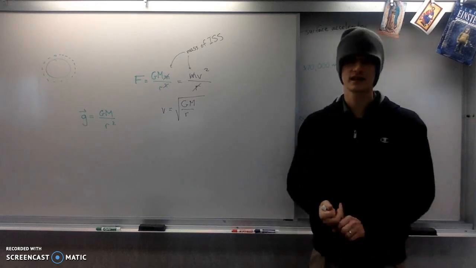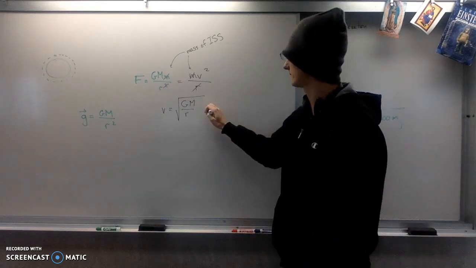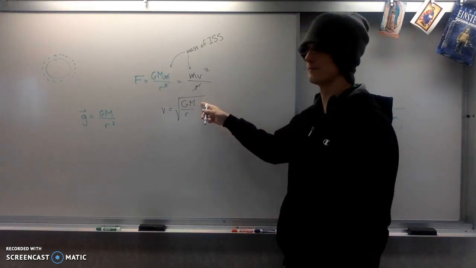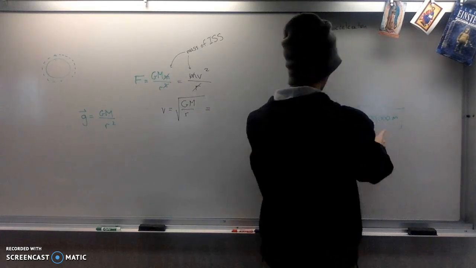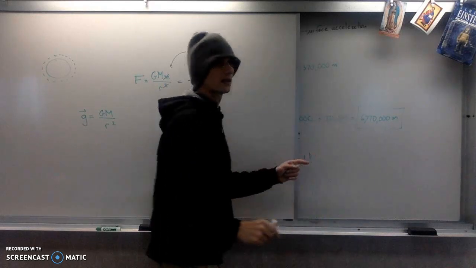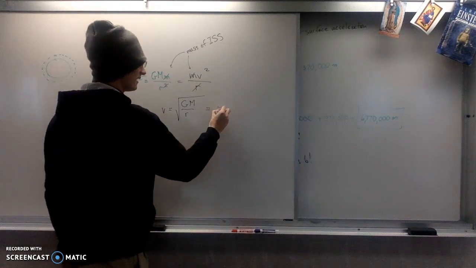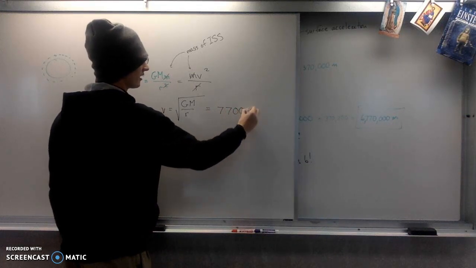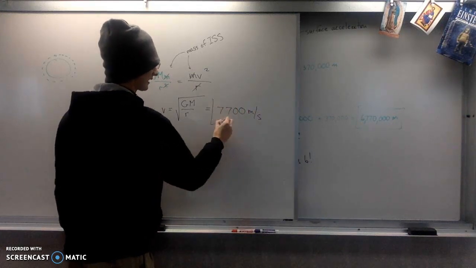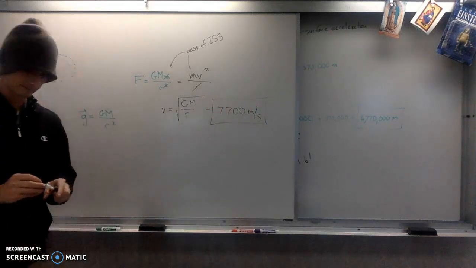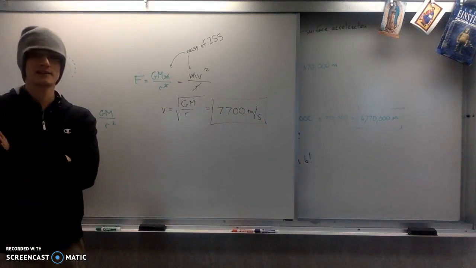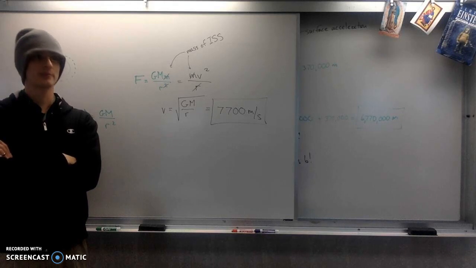Okay, again, for the sake of saving time on internet videos, if I plug in the mass of the Earth and the radius that I got over here for the orbital radius of the International Space Station, I get 7,700 meters per second. All right, that right there is incredibly fast.